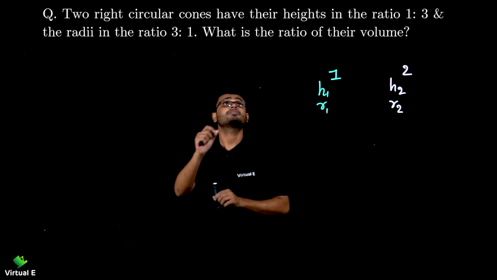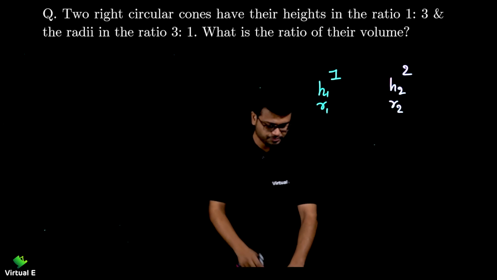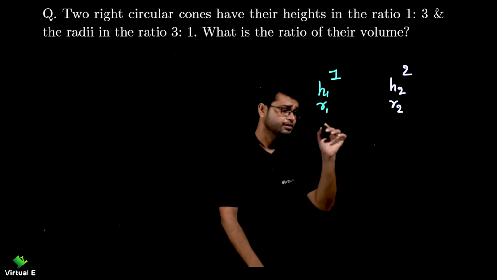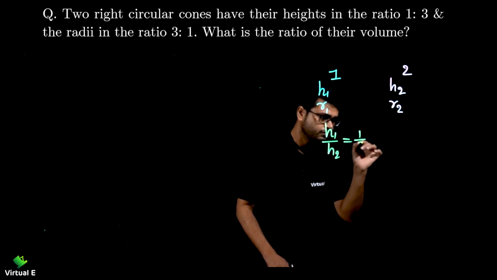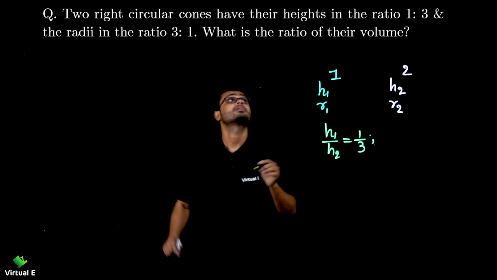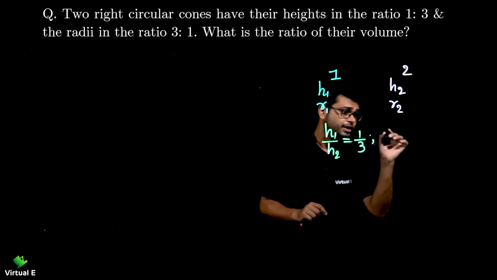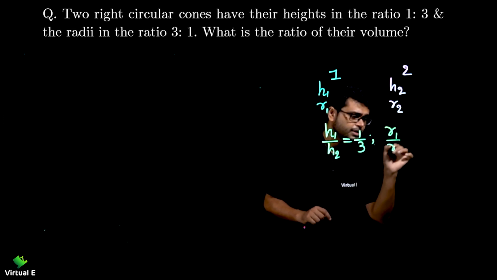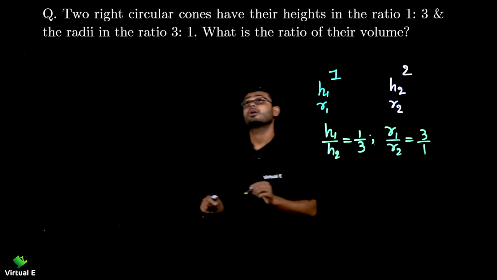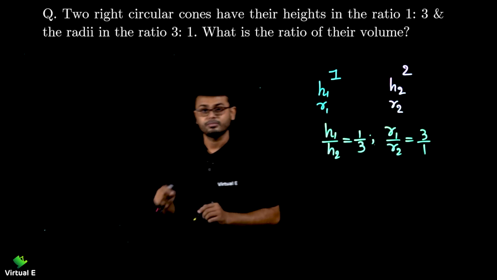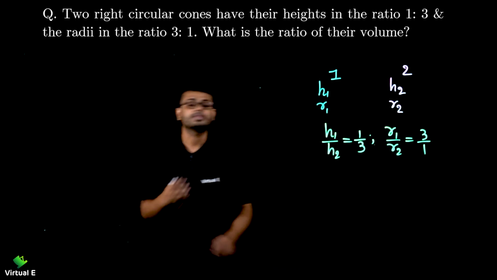Now the relation is given between the heights. The ratio of their heights is 1 by 3. So can I write h1 by h2 is equal to 1 by 3, right? And the radii are in the ratio 3 by 1. So radii, which is r1 by r2, is 3 by 1. Now what is the ratio of their volumes? It is being asked what is the ratio of their volumes.